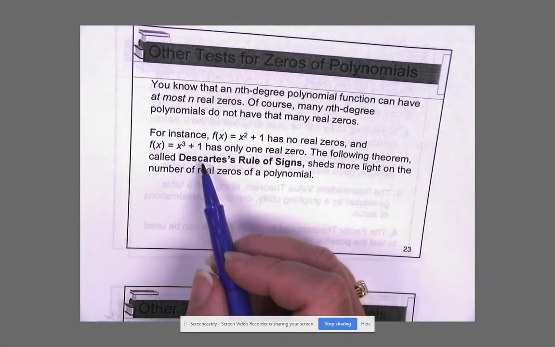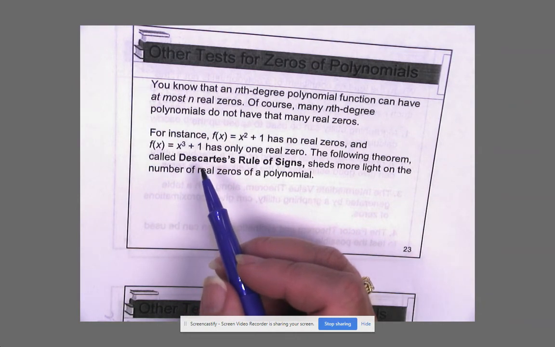If I have x cubed plus 1, then we know that would have 1 real zero because of the way the parent graph goes. And if I move it up 1, it's still going to cross the x-axis. And so you're going to be able to have 1.